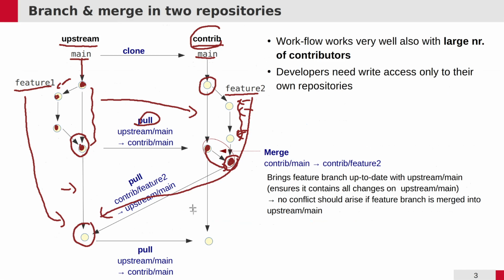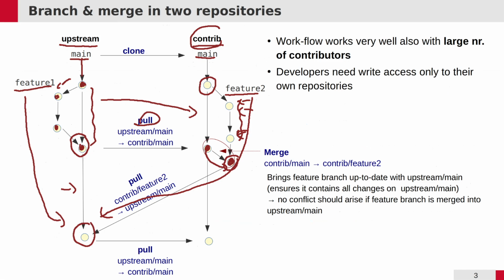Now the developer or contributor must, of course, again synchronize its main branch to make sure that it's up to date with the changed main, and this is again a pull operation. Okay, this sounds maybe very complicated at the beginning, and therefore we will again make a step-by-step exercise.